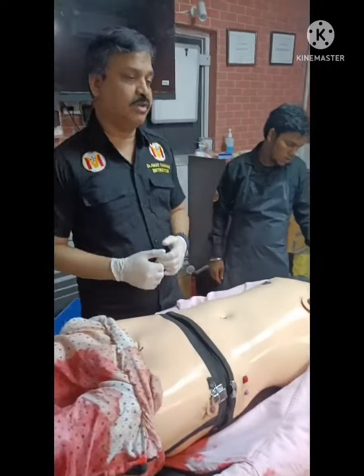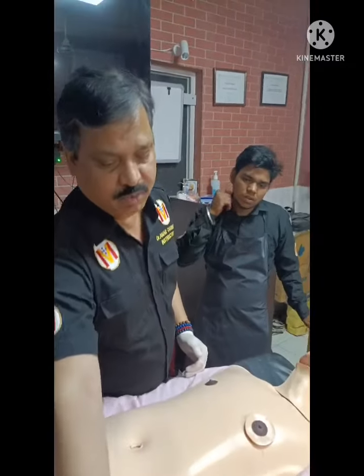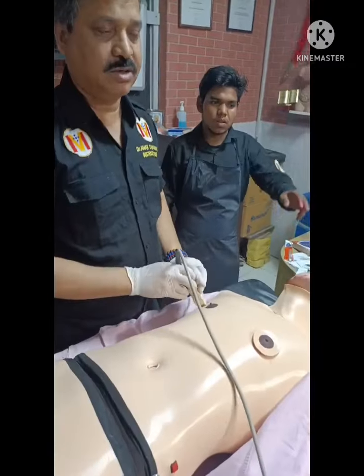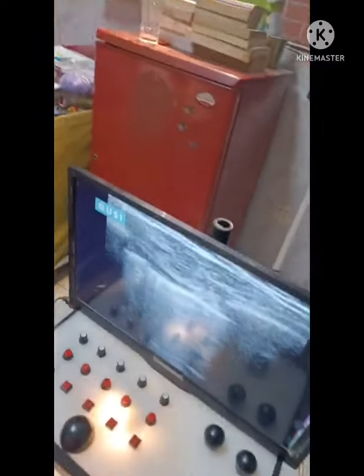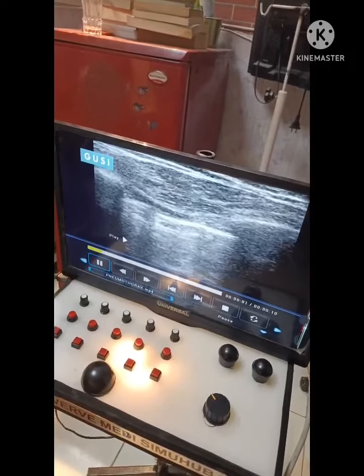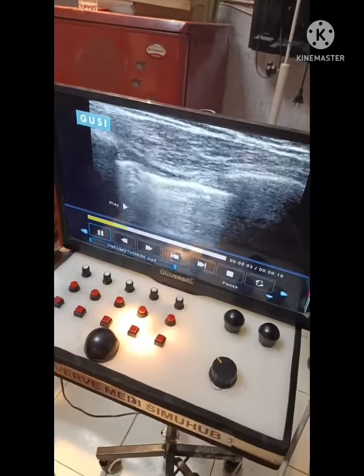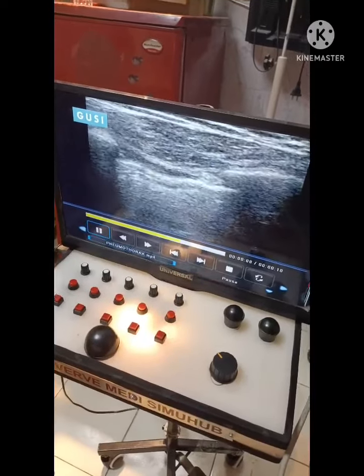But if you want to show them what you will see on the ultrasound, this is our ultrasound simulator, and this is what you see on the screen. Absent lung sliding sign. So this is a case for tension pneumothorax versus pneumothorax.